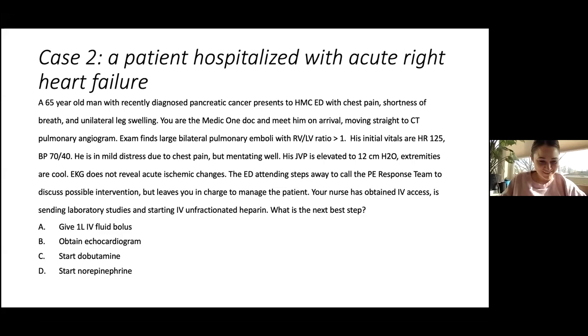EKG does not reveal any acute ischemic changes, and the ED attending steps away to call the PERT team, the PE response team, to discuss possible interventions. He leaves you in charge to manage the patient. The nurse has obtained IV access, is sending some labs, and starting a heparin drip. What's the next best step?